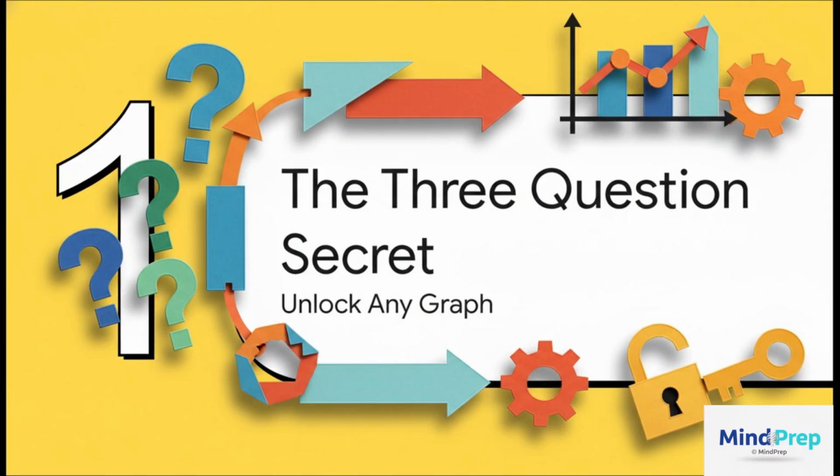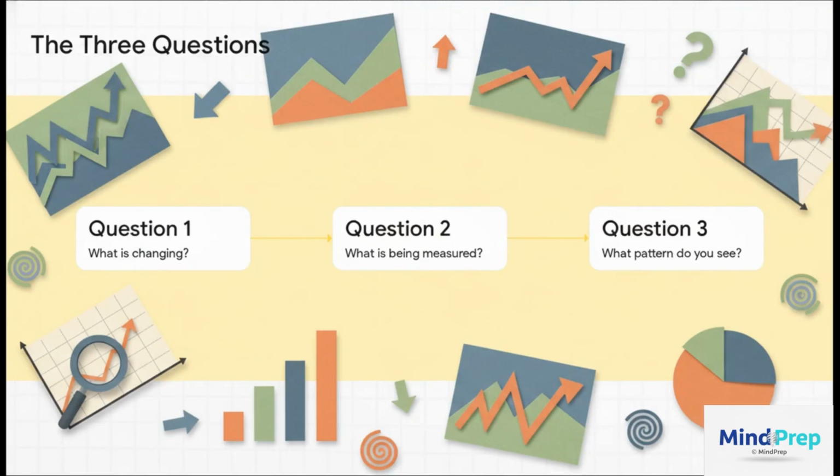Well, it all boils down to this really powerful method I found called the 3-question secret. This is your key. This simple framework is going to unlock any graph they give you and turn all that confusion into total confidence. All right, you ready? This slide right here has the entire strategy. Every single time you see a graph, you're just going to ask yourself these 3 things. That's it. Number 1, what is changing? Number 2, what is being measured? And number 3, what's the pattern? Seriously, every single question you'll face is just a different version of one of these 3 ideas.